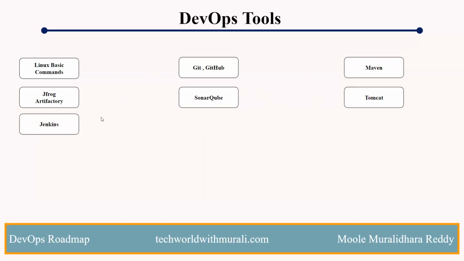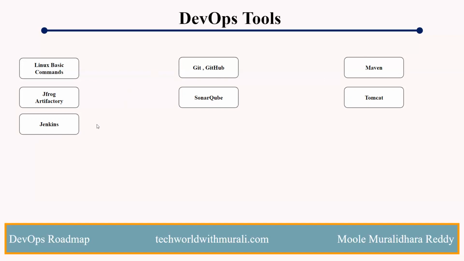If you know all the tools, if you are not aware of Jenkins, no one will hire you. Remember this point again, I'm telling. If you know all the DevOps tools, if you are not aware of Jenkins, no one will hire you. The reason is Jenkins is the backbone of DevOps. Here, Jenkins is a CI tool.